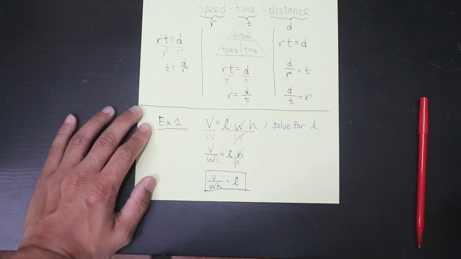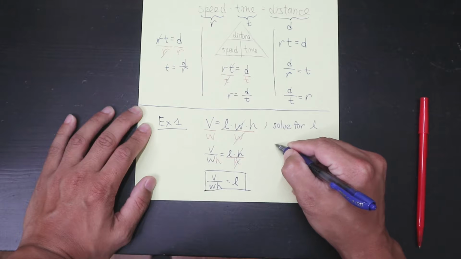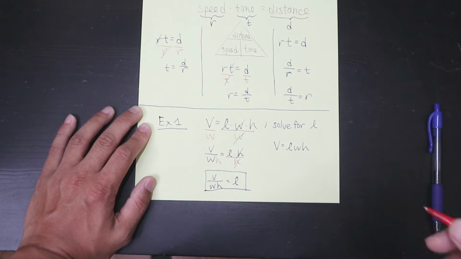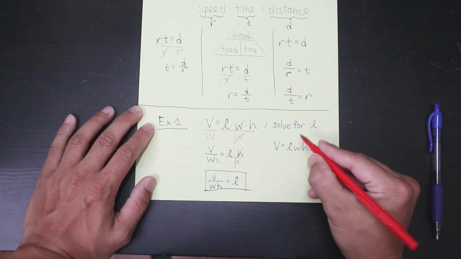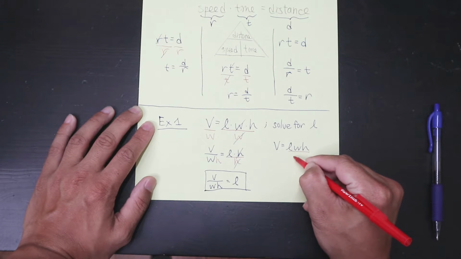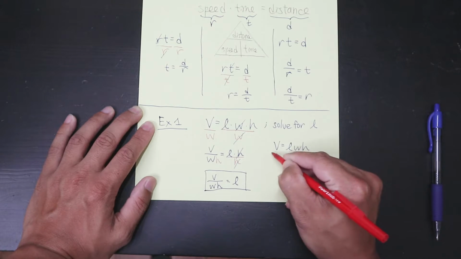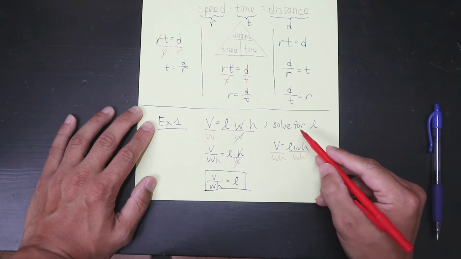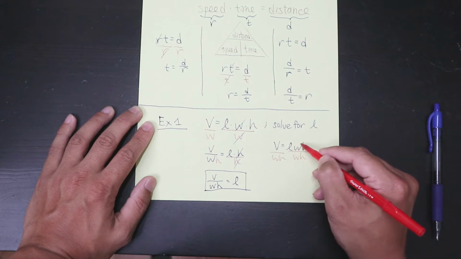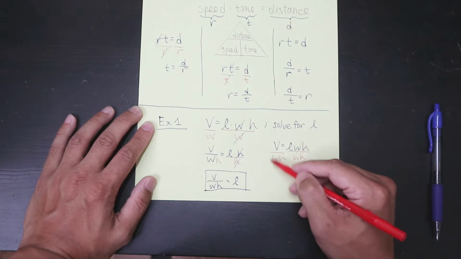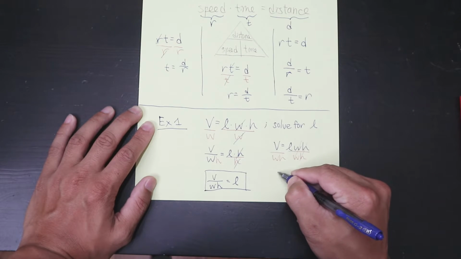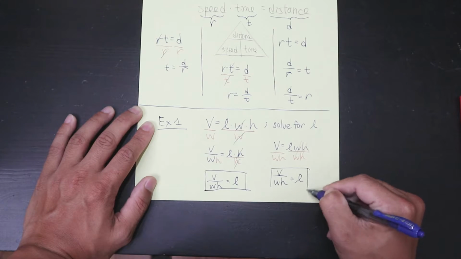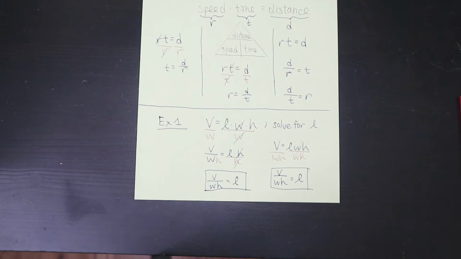That's one way to do it. Another faster way would be like this. If you have V is equal to LWH and you want to do this in fewer steps, all you have to do is divide both sides by the two letters that you don't want that's next to the L. So next to the L there's W and H. You're going to divide them, so these cancel, and then there's nothing to cancel here, so you're left with just V over WH is equal to L. Both ways get you the same answer.